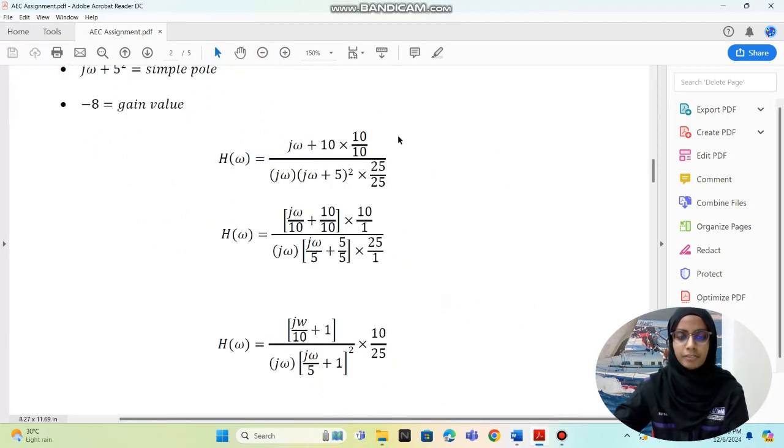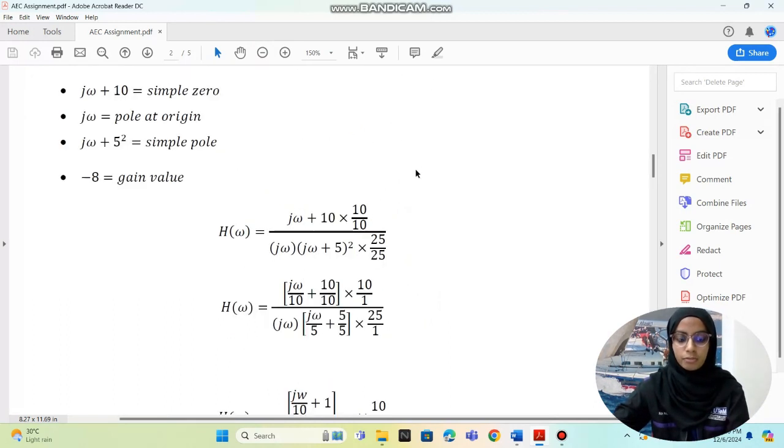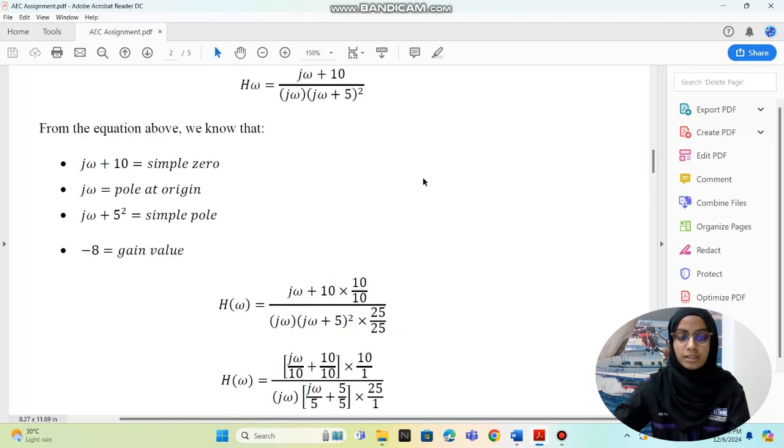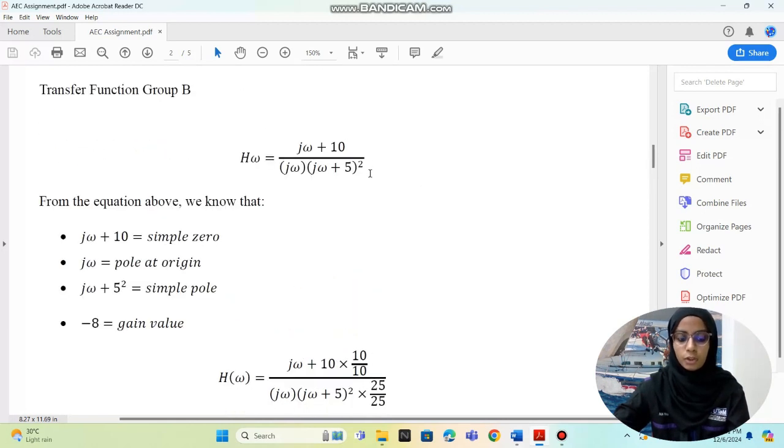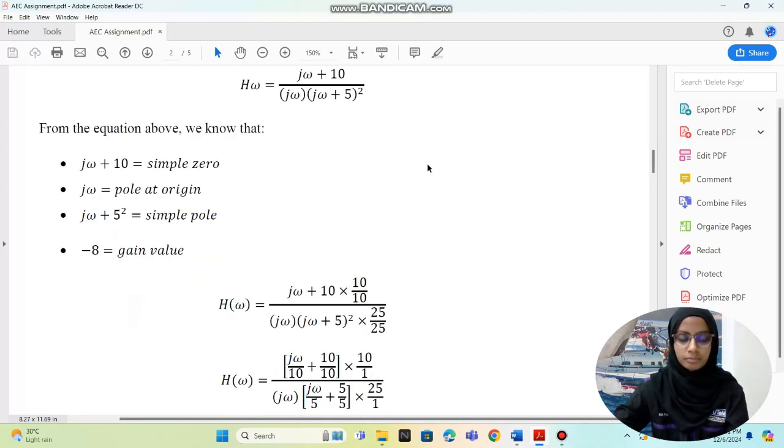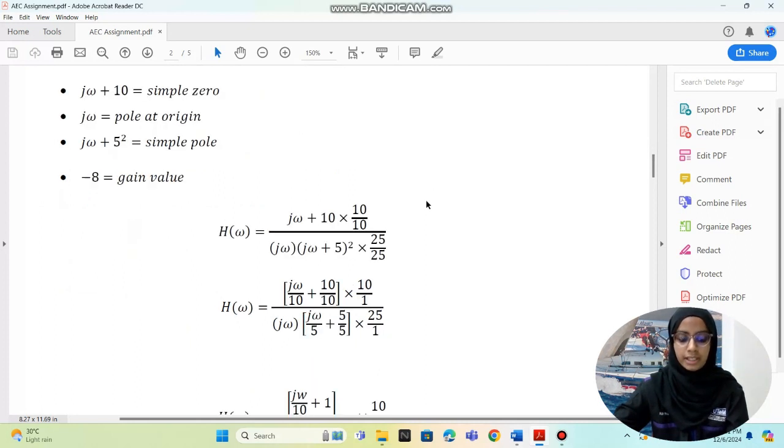I'll just tell you briefly. Before we simplify this equation to a standard form, we have to identify three types of element. First, identify the gain K. Second, zero and pole. Zero is the numerator, and pole is the denominator. Third, identify jω, whether it is a zero at origin or a pole at origin. So the denominator equals 1 over jω. So identify all the elements.